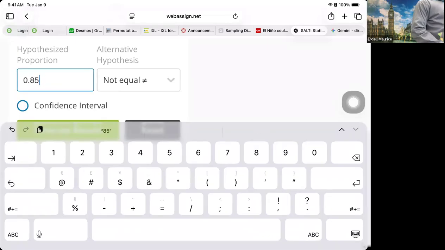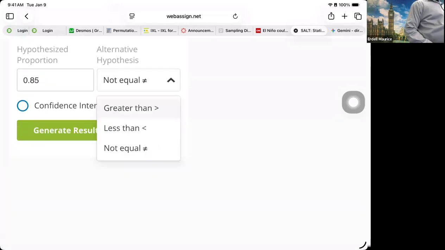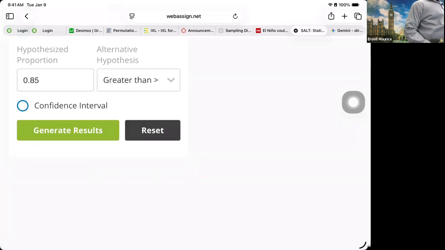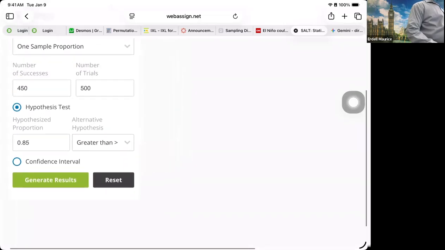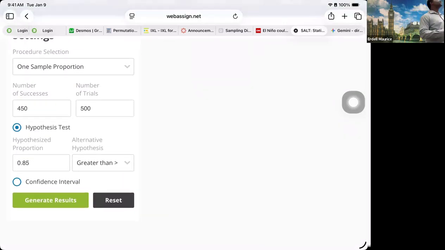0.85, not an 80. And then this is going to be a right-tailed test. So you're going to hit on greater than right here. Questions there? Again, one sample proportion is pretty straightforward. You just need the two numbers, and then your probability is going on today. Questions there before I hit the generate button and we're finished.